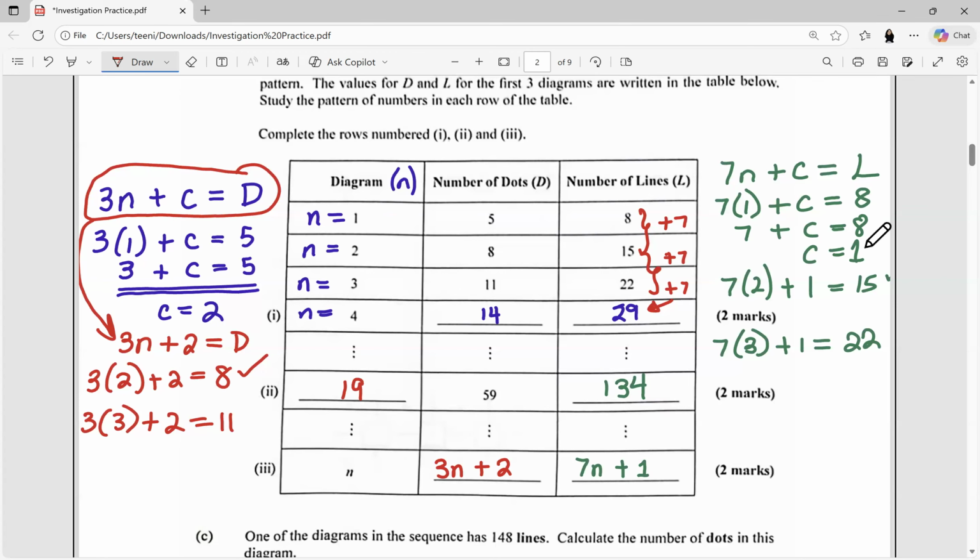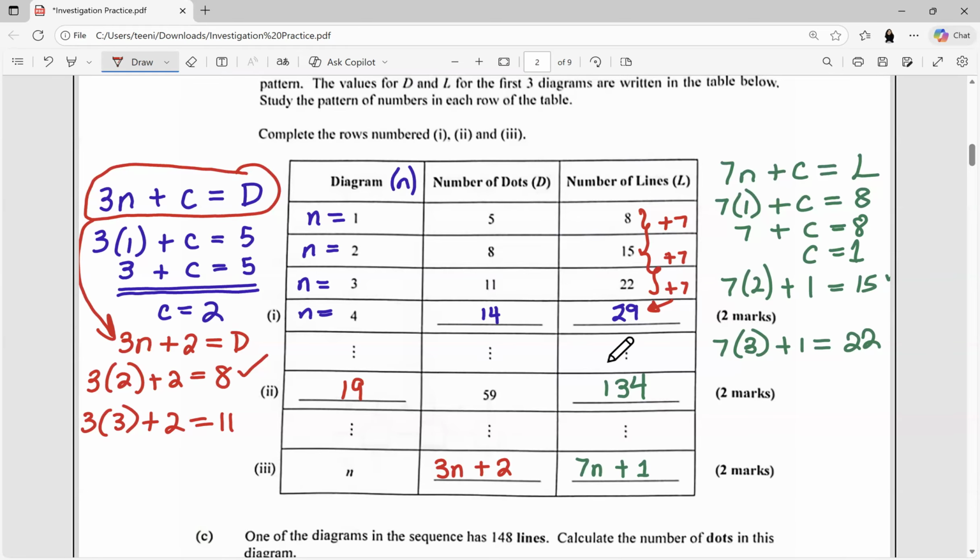And now I'm going to put it to the test to see if this rule does hold true for the other situations. Well, when n is 2, I'm supposed to get the number of lines being 15. So we'll say 7 times 2 plus 1, which actually gives me 15. 7 times 2 is 14, and 14 plus 1 is 15. Then, when n is 3, I expect the number of lines to be 22. So 7 times 3 is 21, and 21 plus 1 is 22. So it works out.